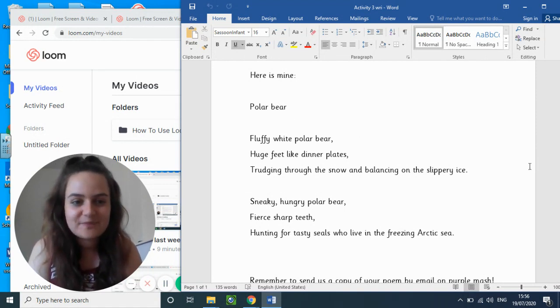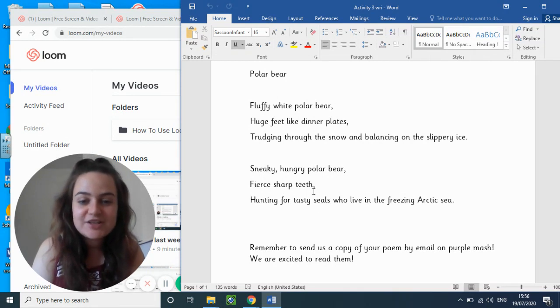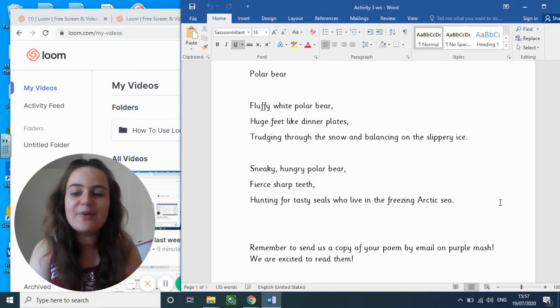Polar bear. Fluffy white polar bear, huge feet like dinner plates, trudging through the snow and balancing on the slippery ice. Sneaky, hungry polar bear, fierce, sharp teeth, hunting for tasty seals who live in the freezing Arctic Sea. So that's my polar bear poem.